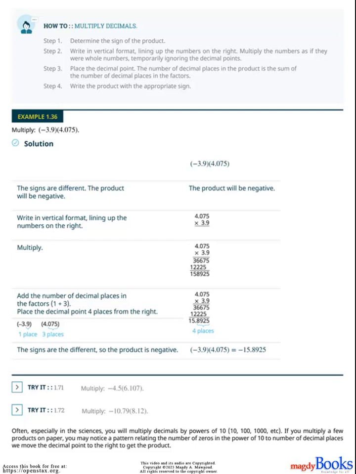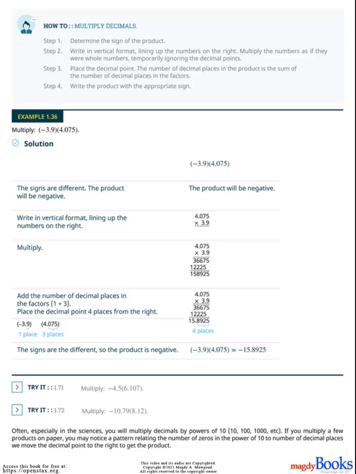(-3.9) multiplied by (4.075) equals negative 15.8925. Try it 1.71. Multiply. Negative 4.5 times (6.107). Try it 1.72. Multiply. Negative 10.79 times (8.12).